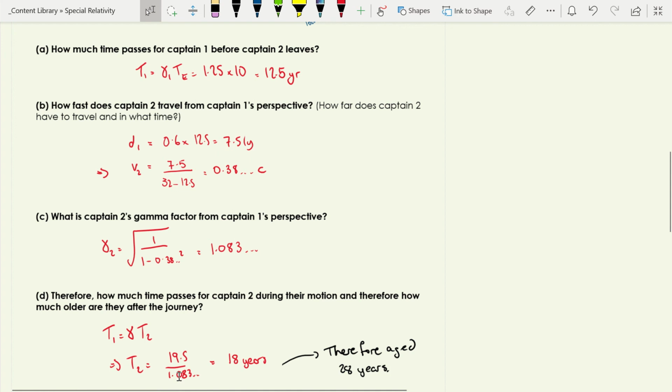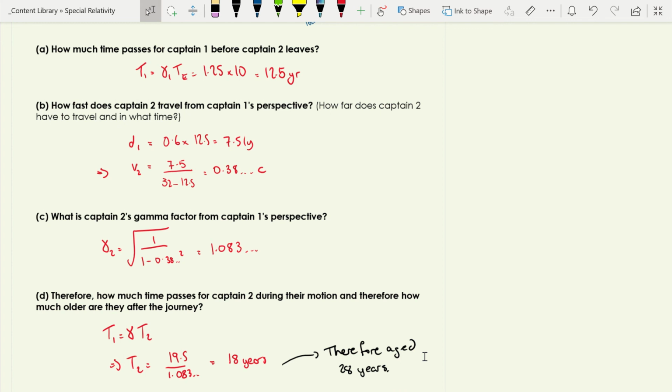So if we divide that by the gamma factor, because Captain 2 is a moving clock, we can see that Captain 2's journey time is 18 years from Captain 1's perspective. And the first part of the journey was 10 years, remember, from Captain 1's. This is what Captain 1 thinks Captain 2's time is, giving us a total aging of 28 years, which agrees with our calculation in the first part, which is good, because if we look from different inertial reference frames, we should get the same result.